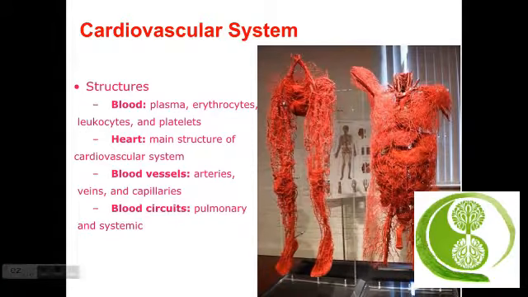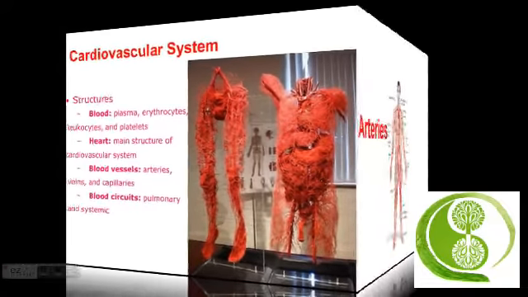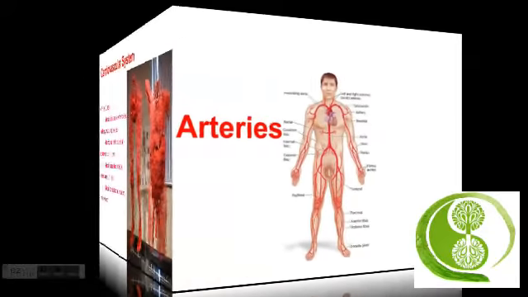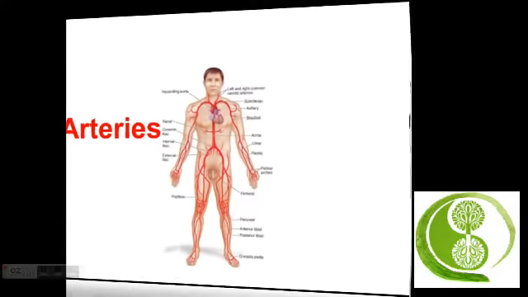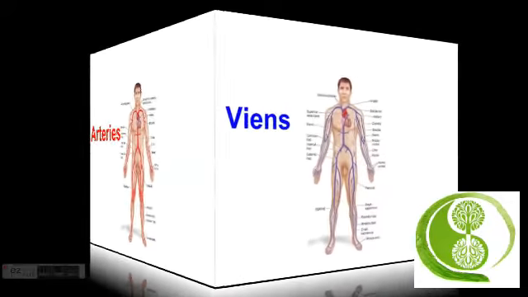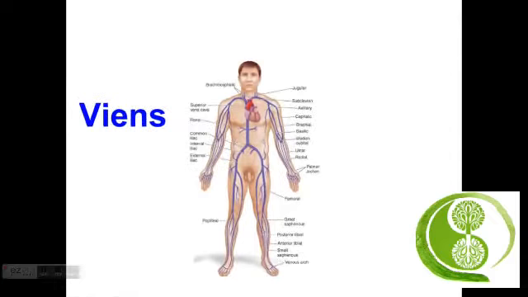So this is a picture of your arteries represented in red, and then we have the veins in blue, and almost all textbooks are going to represent them in the same colors. Red is arteries, blue is veins.